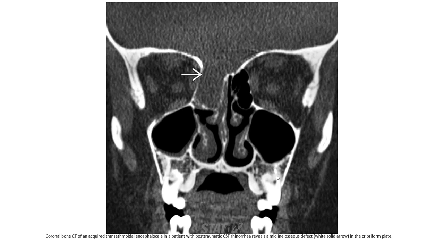This is a coronal bone CT of an acquired transethmoidal encephalocele in a patient with post-traumatic CSF rhinorrhea, revealing a midline bone defect, white solid arrow indicated, in the cribriform plate.